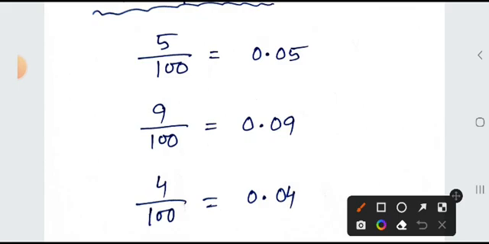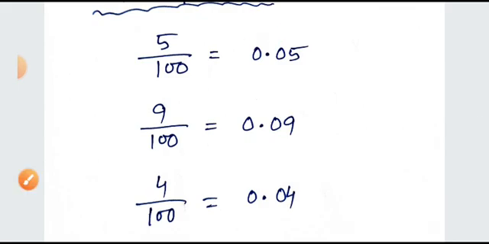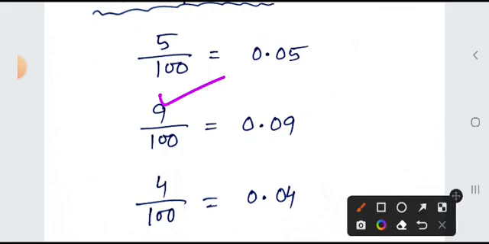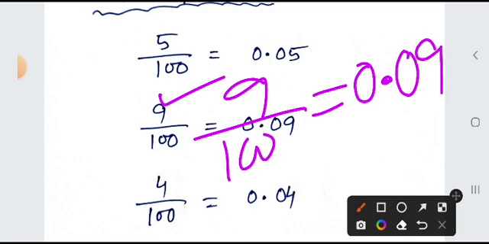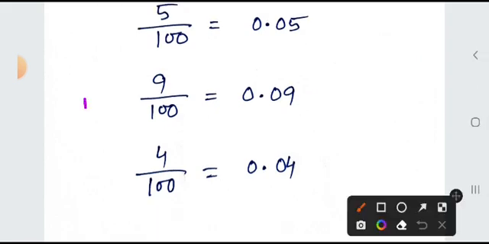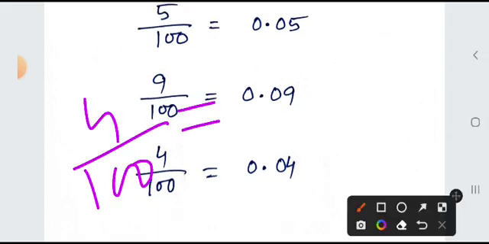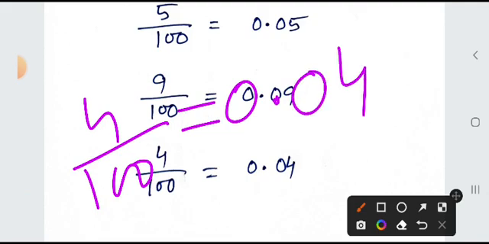and the rest of the places we have to mention as 0. And then 9 upon 100, that means 0 point, the first is tenths place, and there is nothing in tenths place, and in hundredths place there will be 9, so 0.09. Likewise, suppose we have 4 upon 100, then 0.0 and 4 will come on the hundredths place.